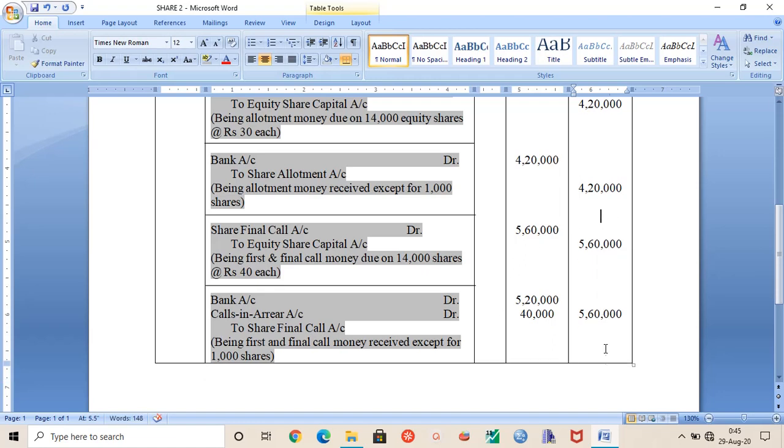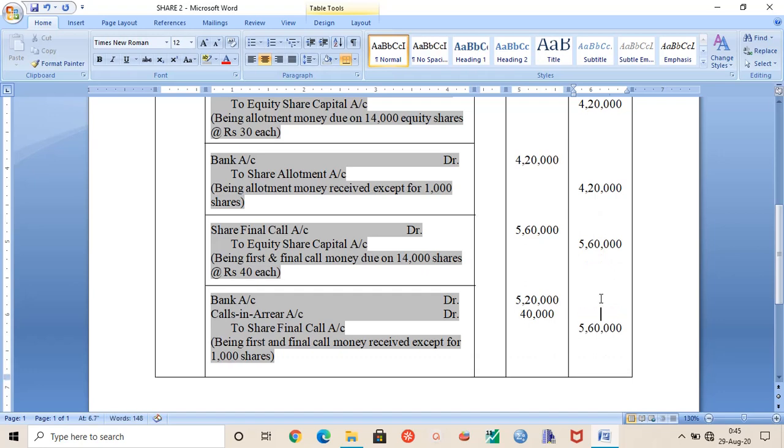The amount of money is due, and that is known as calls in arrear. Whenever you see this term calls in arrear, it means that there is a failure in making of payment.